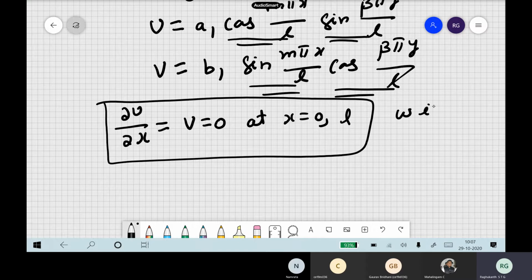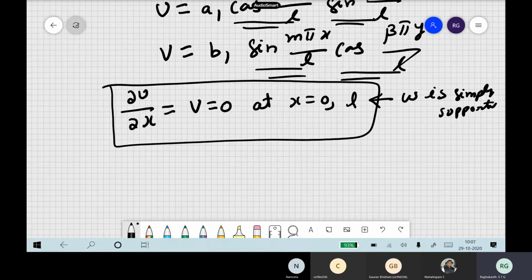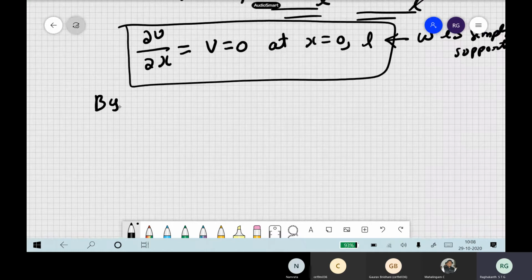So if you are assuming that the boundary condition for w is like this, you are almost imposing that the slope of u and the v are 0 at x is equal to 0 and l. So there may be some problems where you have different boundary conditions for u, v and w.